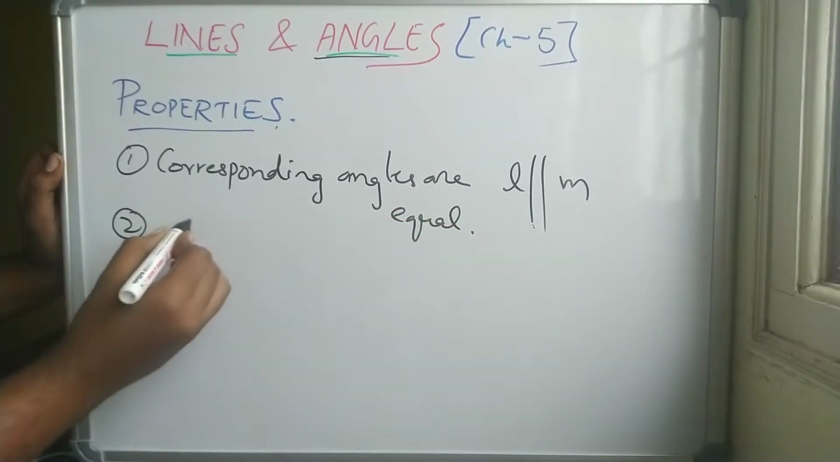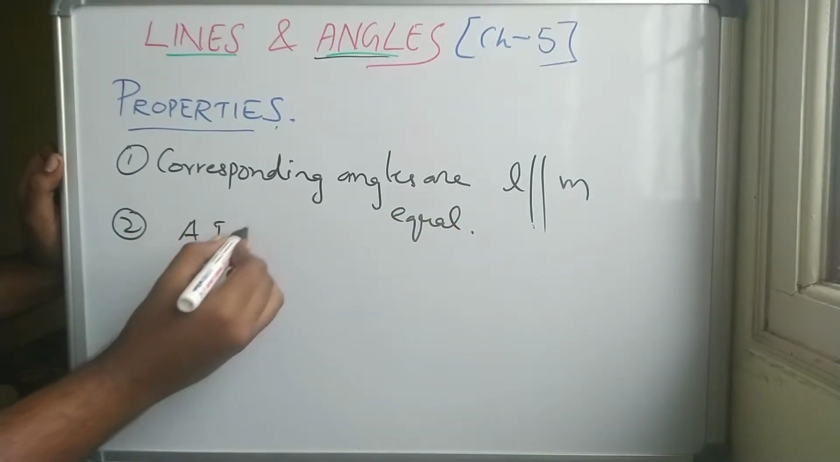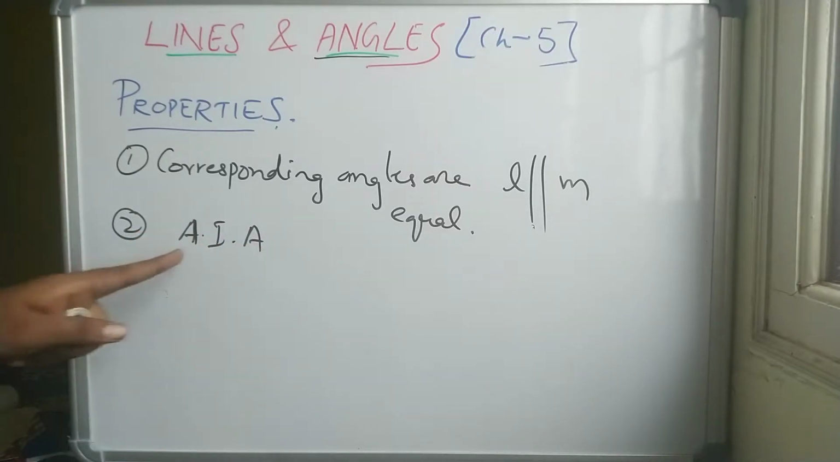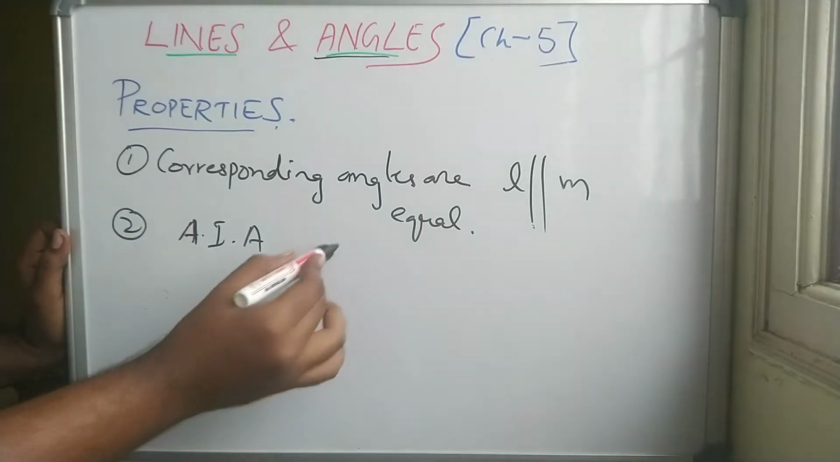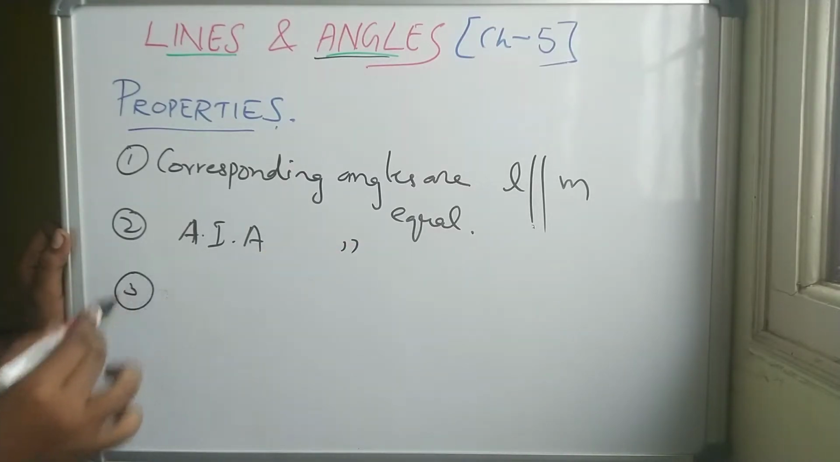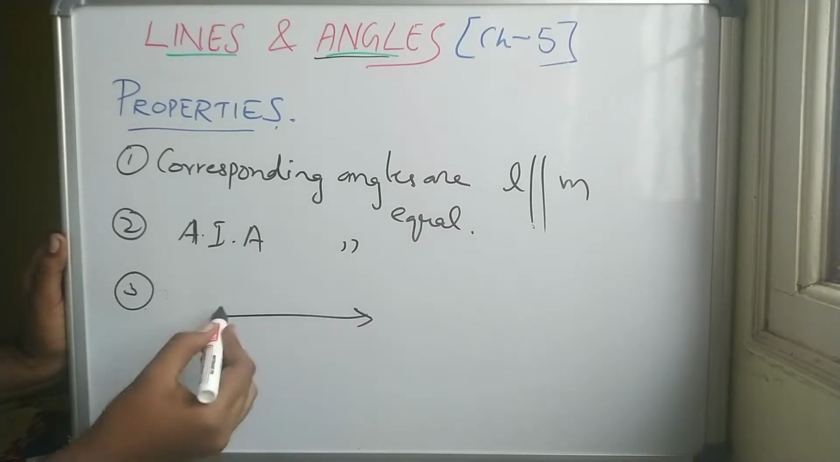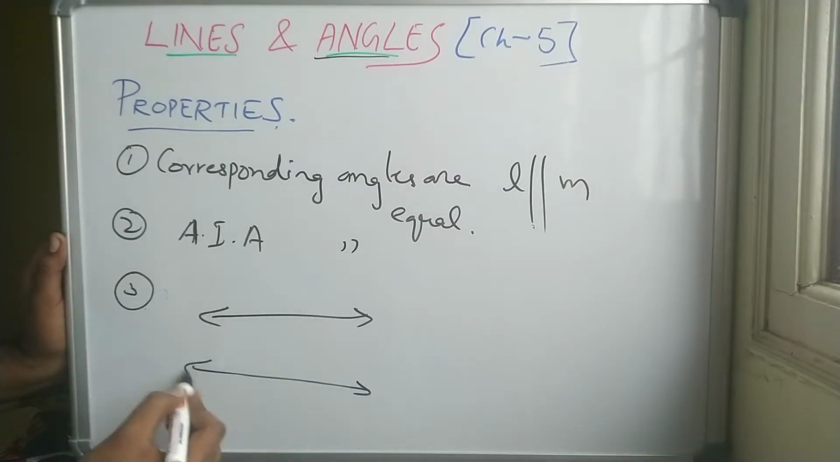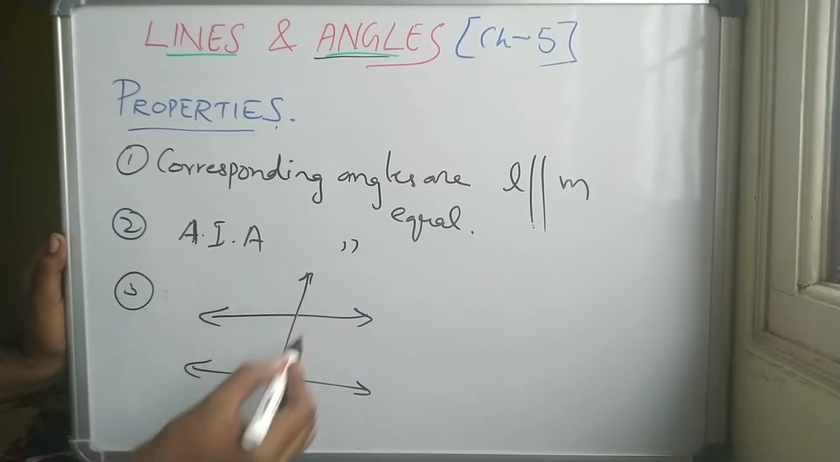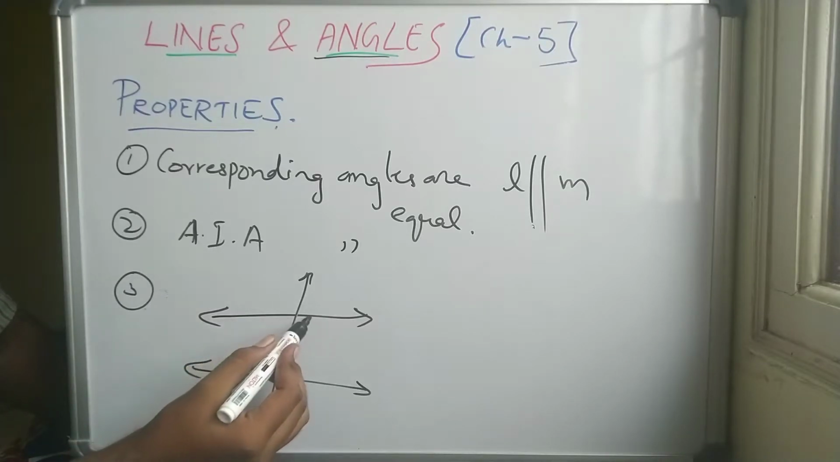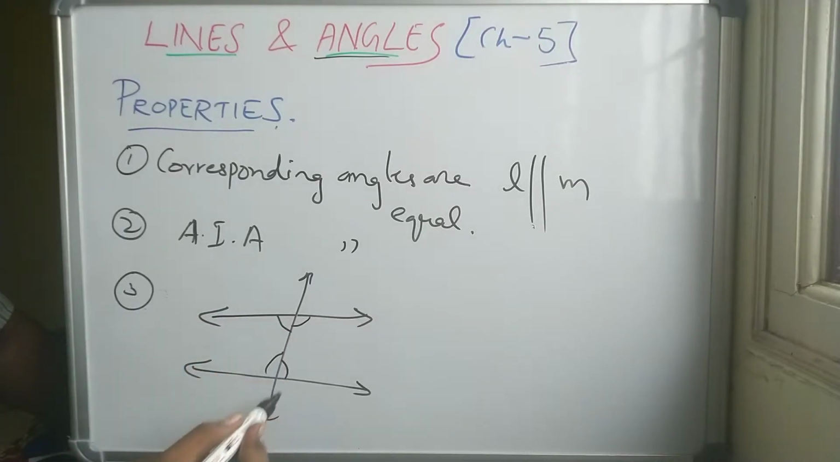Second thing is alternate interior angles are equal. Third thing is angles on the same side of the transversal. That means interior angles on the same side of the transversal are supplementary. If you see, the interior angles are these.